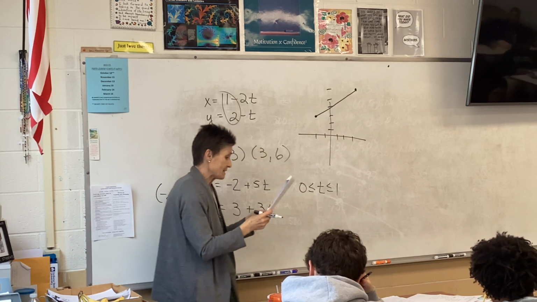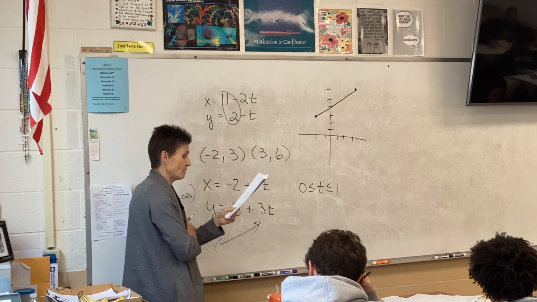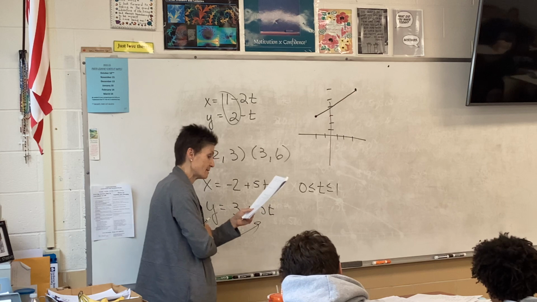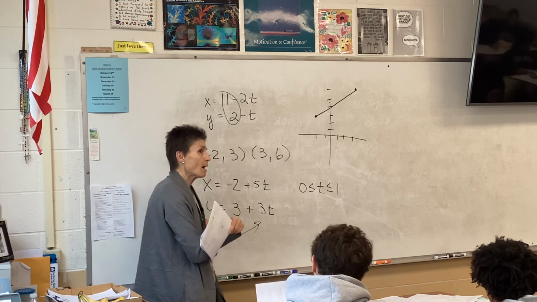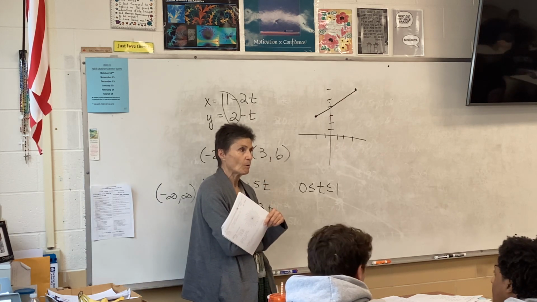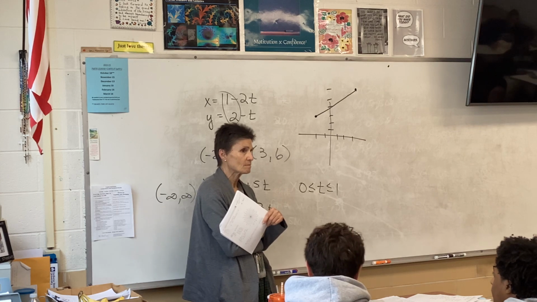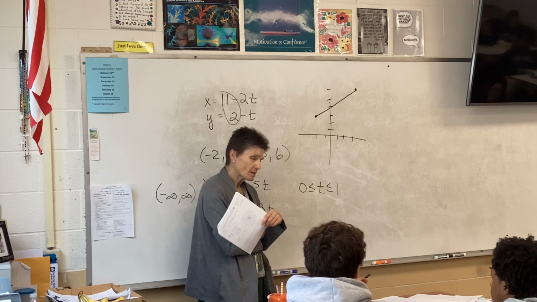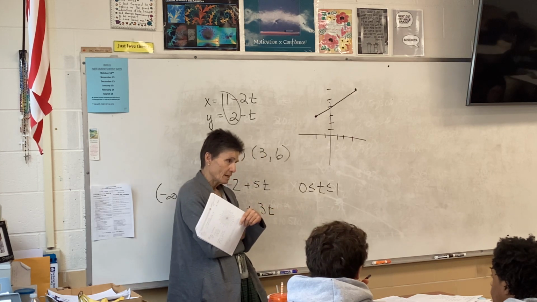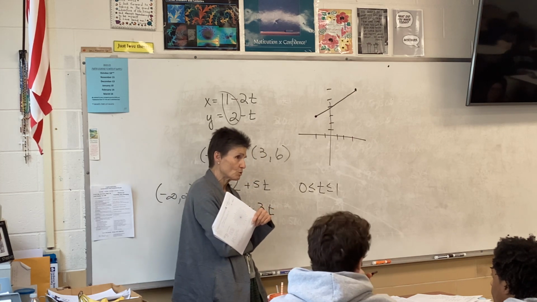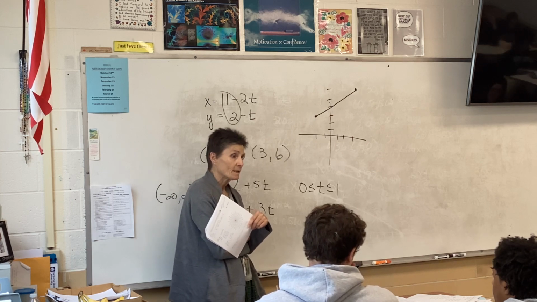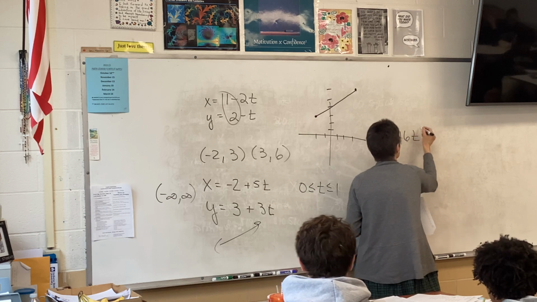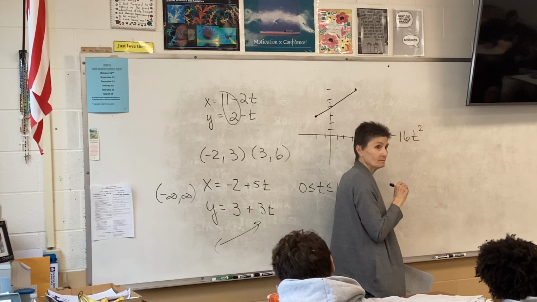So number 7 says, a distress flare is shot straight up from the ship's bridge, 75 feet above the water with an initial velocity of 76 feet per second. Now stop right there. Does that sound like any problems we've ever done in our lives? Yeah. It sure does. It sounds like projectile motion. Anybody remember the projectile motion setup? Negative 16t squared. Okay, what else? Anybody remember?